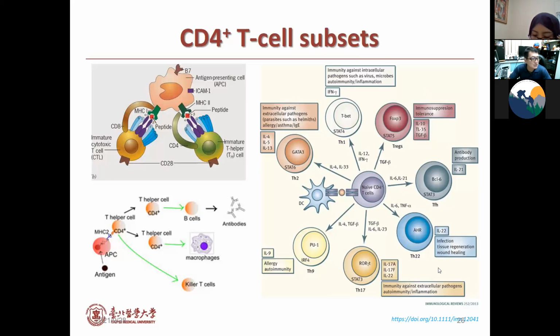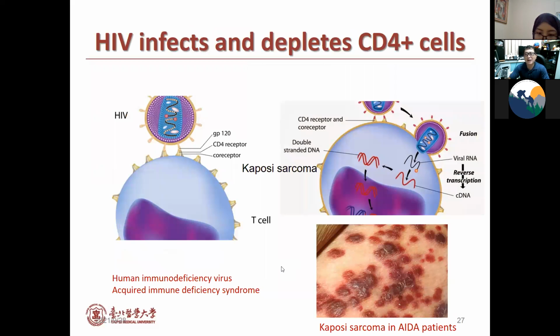The most well-known case is the HIV virus. The HIV virus loves to bind to the CD4 receptor, especially through gp120. After recognizing it, it will internalize. And what happens? Its genetic information will integrate into the DNA of the host.